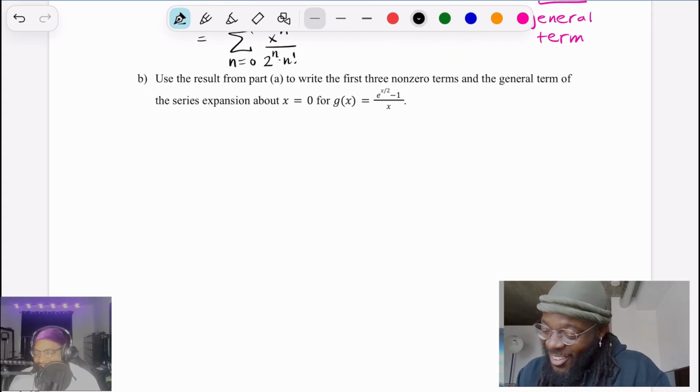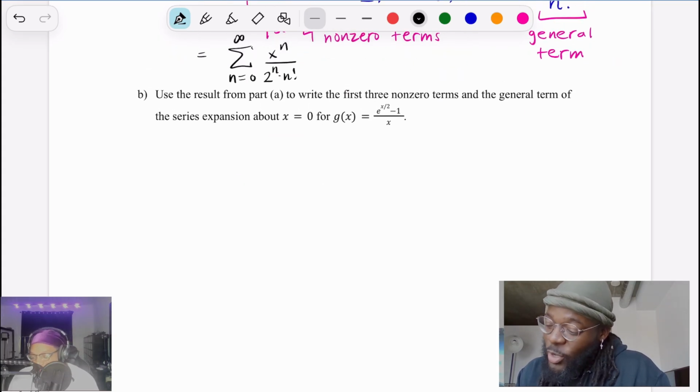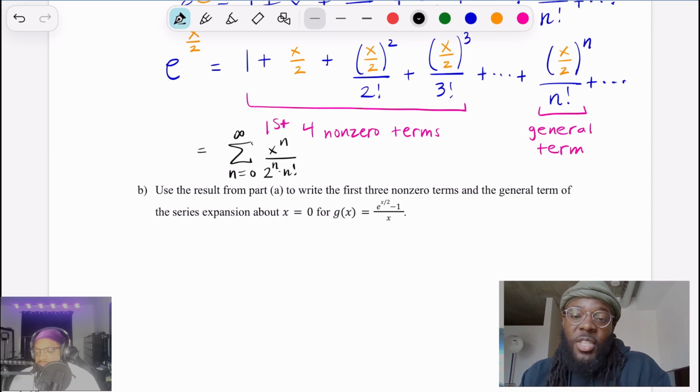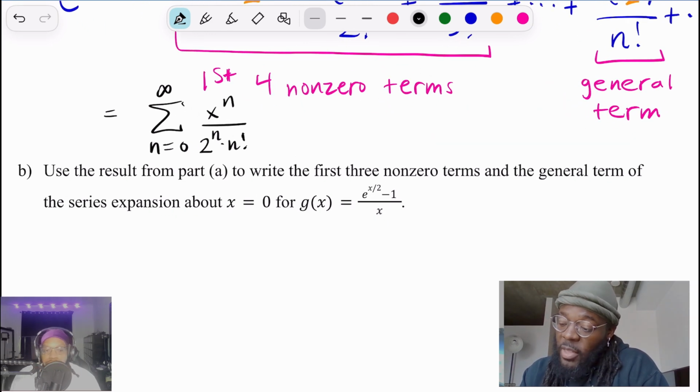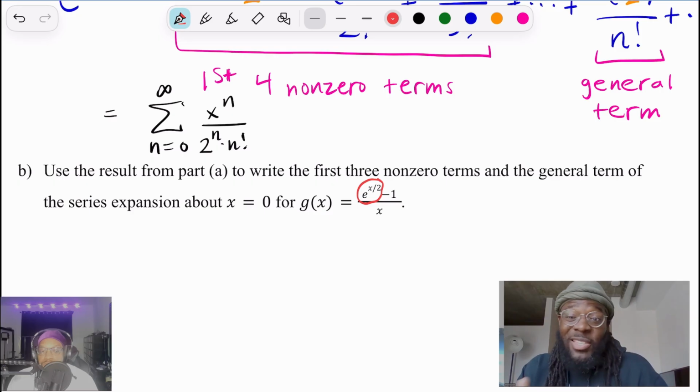All right, so it says use the result from part A to write the first three non-zero terms and the general term of the series expansion about x equals 0 for g of x equals e to the x over 2 minus 1, all divided by x. So in part A, we used the series for e to the x to construct a new series for e to the x over 2 by using a substitution. We're going to continue that in part B by taking the series that we constructed for e to the x over 2. And all we want to do is just subtract 1 from all those terms and then divide all those terms by x. And we can do that with series because they're polynomials. I can just add, subtract terms off, and I'm still good, right?